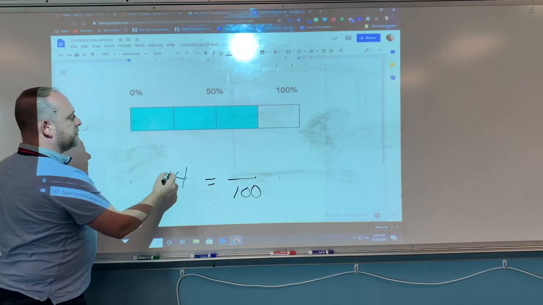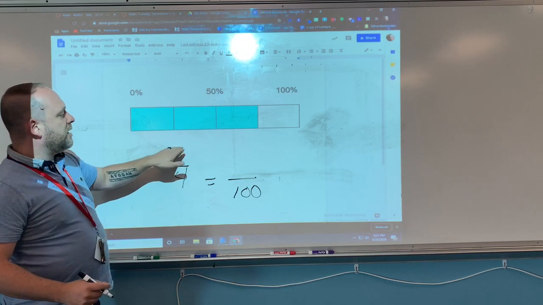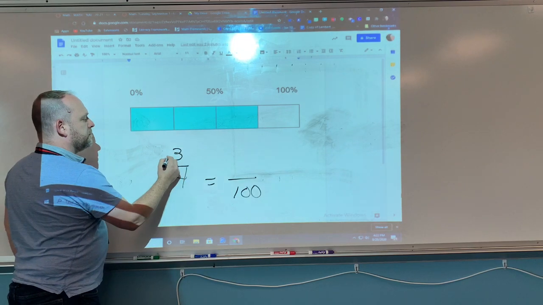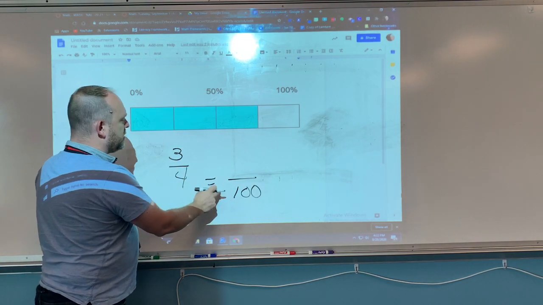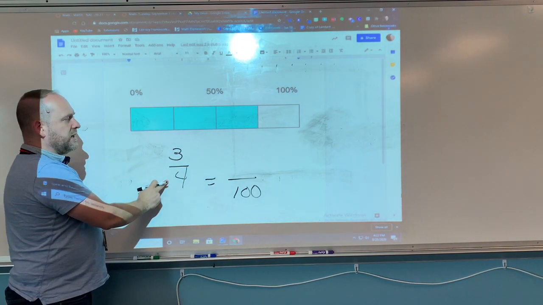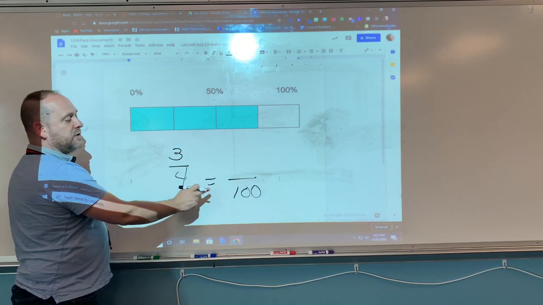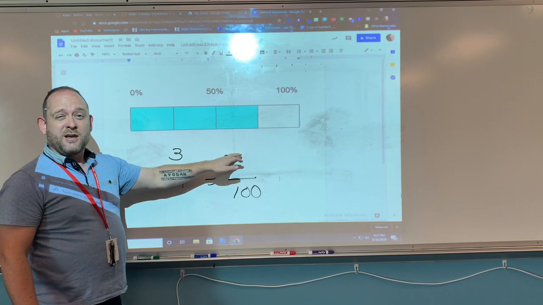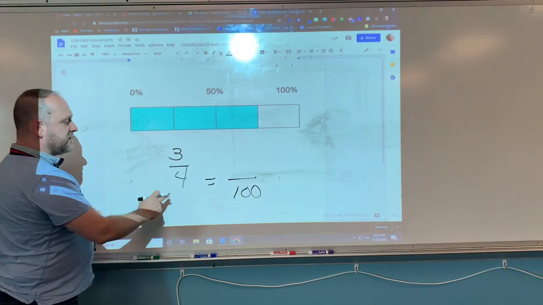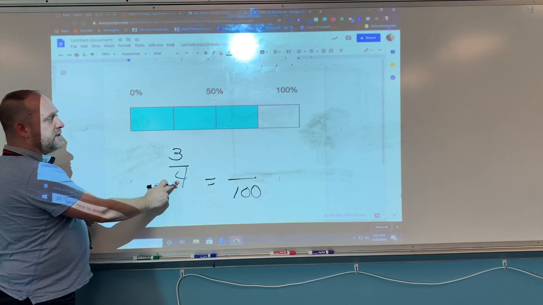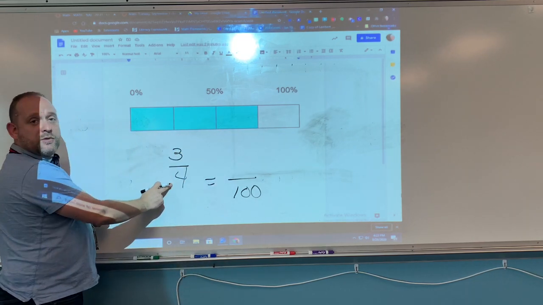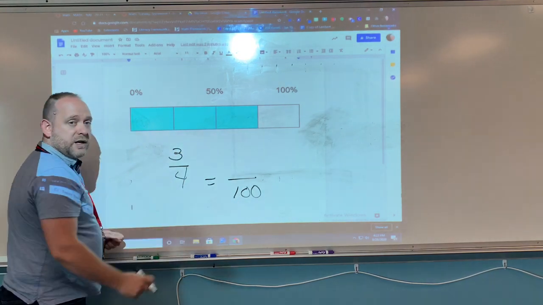What I'm gonna have to do is figure out how I can get from the 3 shaded pieces I have. I know I wanna get this to be 100. Whatever I do to my number down here, my denominator, I'm gonna have to do to the denominator here in order to get my numerators to be equivalent. So all I have to do is figure out what I do with my 4, 1, 2, 3, 4 total pieces. What can I do with 4 to make 100?